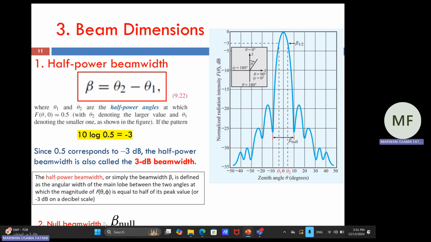And another concept is the null beam width, which is the angle between points where no radiation is present. So in these points, there is no radiation, it is 0. The angle where it is null, we don't have any radiation.